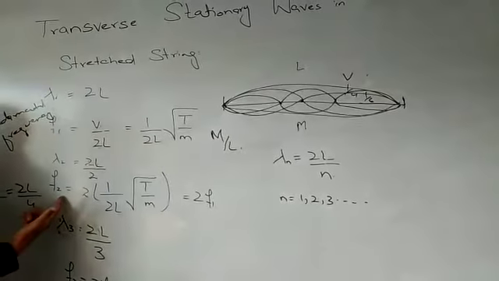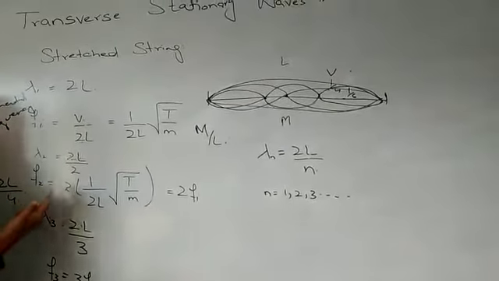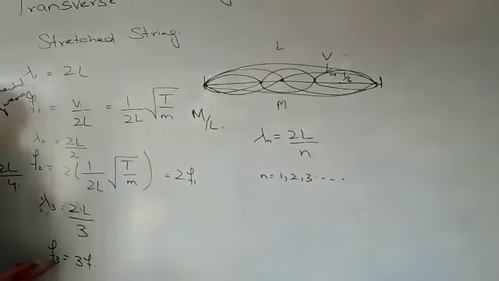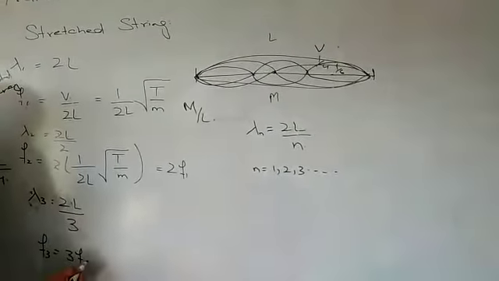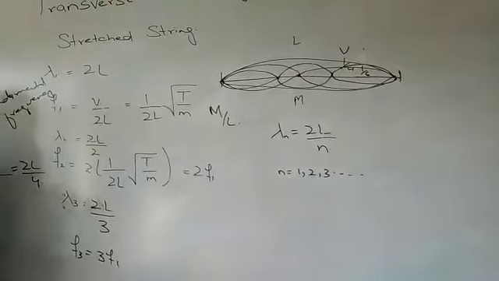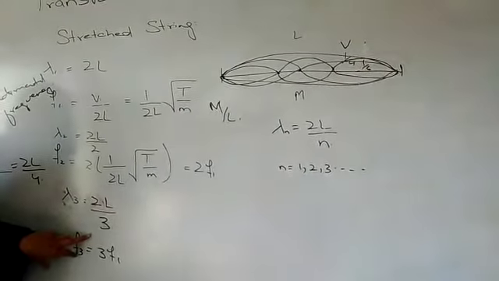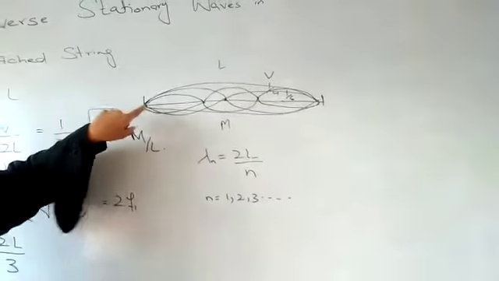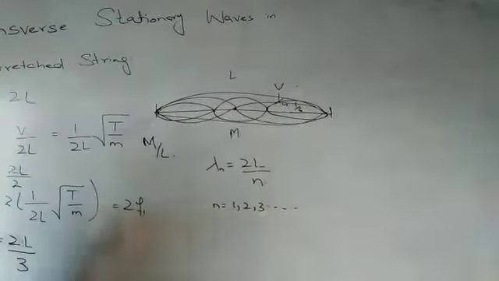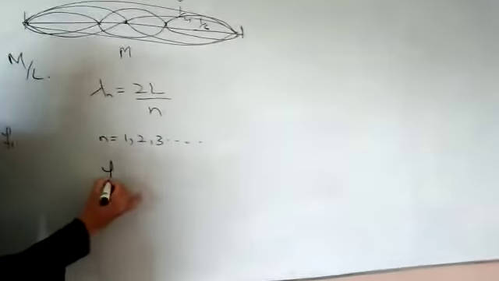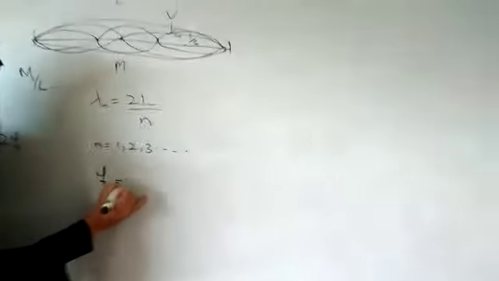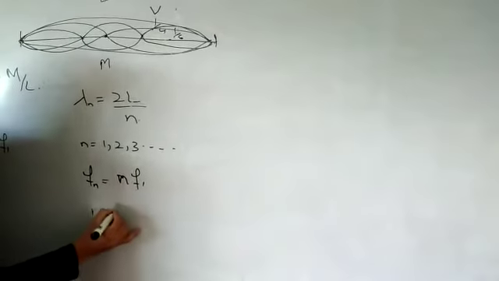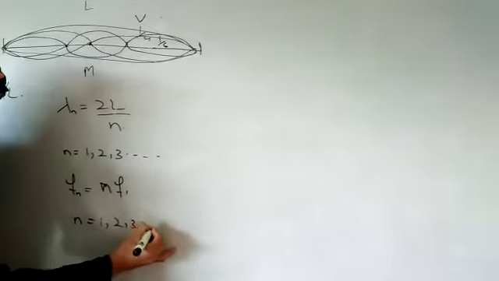After that we find the second frequency, which is equal to 2 times f1, and we find the third frequency, f3, which is equal to 3 times f1. Now if we generalize this frequency for any arbitrary point, we can pluck that fixed string at any point. We get the expression of frequency: Fn is equal to n times F1, where again n is equal to 1, 2, 3, and so on.